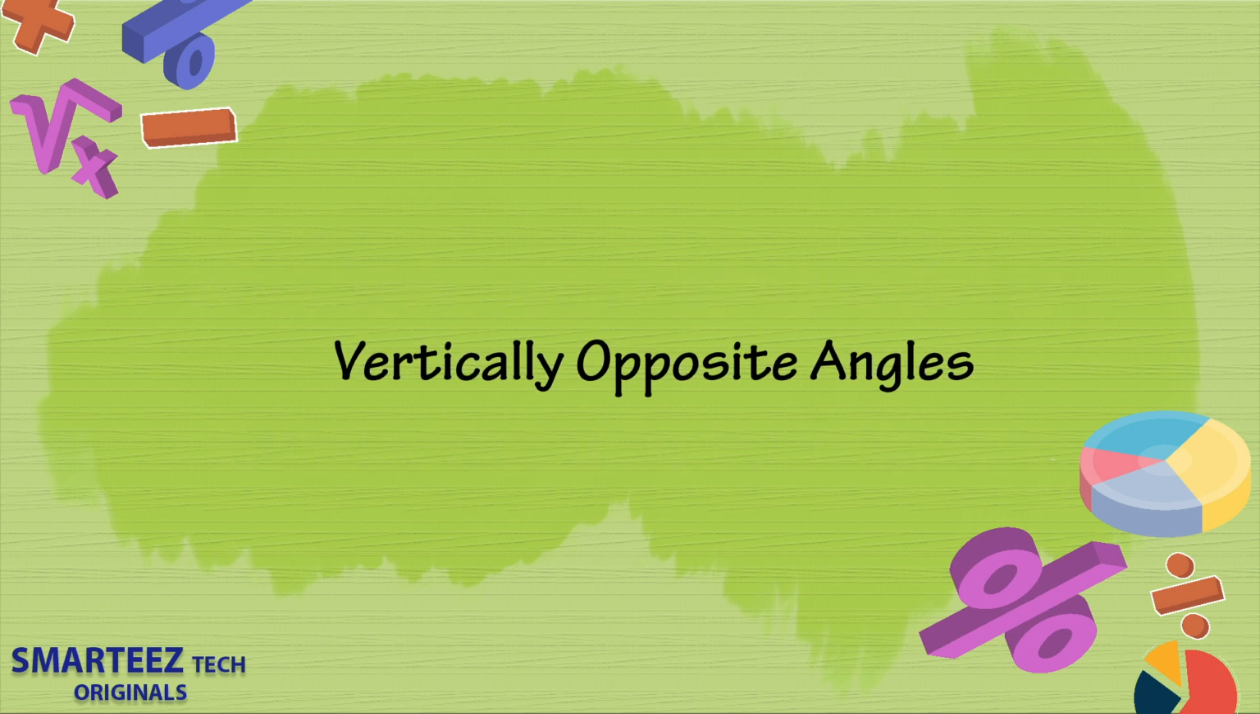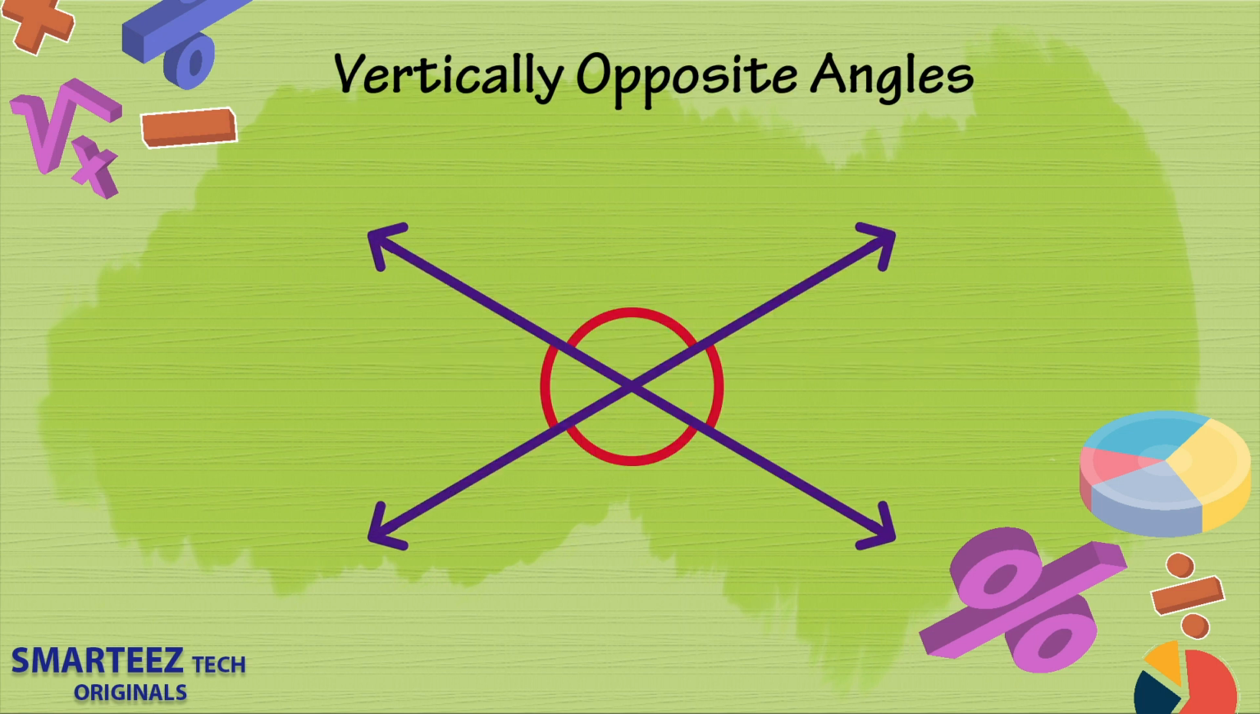Vertically opposite angles. We have seen all non-parallel lines intersect each other. When two lines intersect, they form four angles as shown in the figure marked 1, 2, 3, and 4. Here, two sets of angles are opposite each other. In the figure, angle 1 is opposite to angle 3 and angle 2 is opposite to angle 4. These pairs of angles 1 and 3 as well as 2 and 4 are called vertically opposite angles or simply vertical angles. Vertical angles are equal in value.